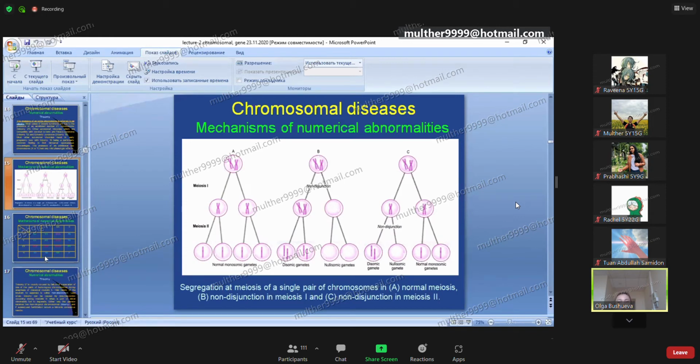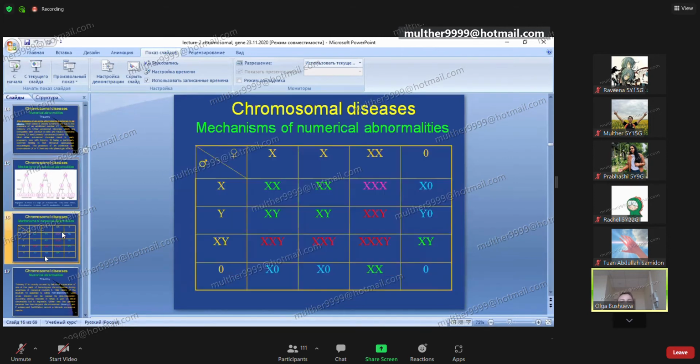And non-disjunction in meiosis 2 may be associated with both trisomy, in case of a disomic gamete, and monosomy, in case of presence of a nullisomic gamete.